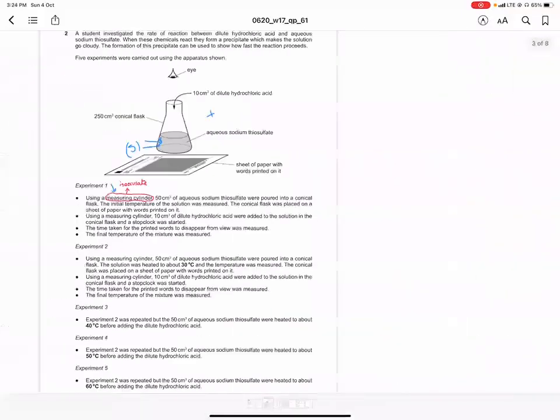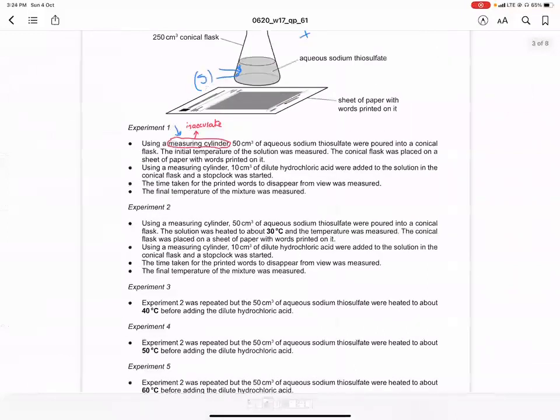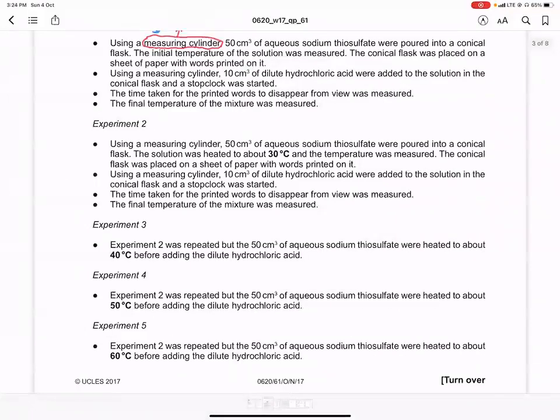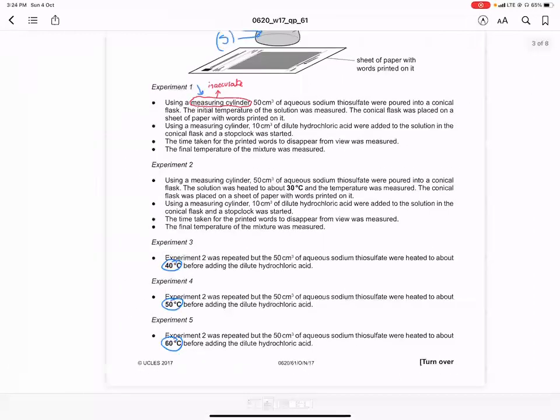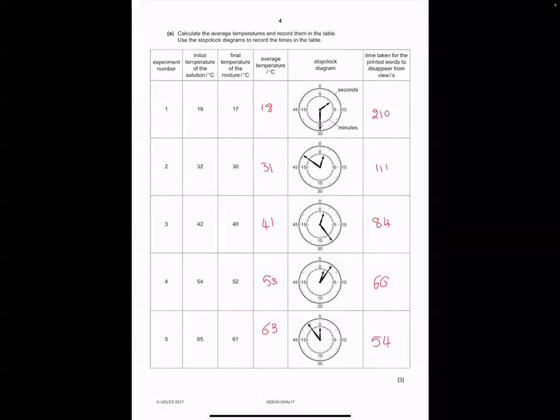Okay, he repeated the experiments at different temperatures. So he didn't change the volume of thiosulfate. He changed the temperature in each experiment, and he's seeing the effect of temperature on the rate of the reaction. Okay, these are the readings.